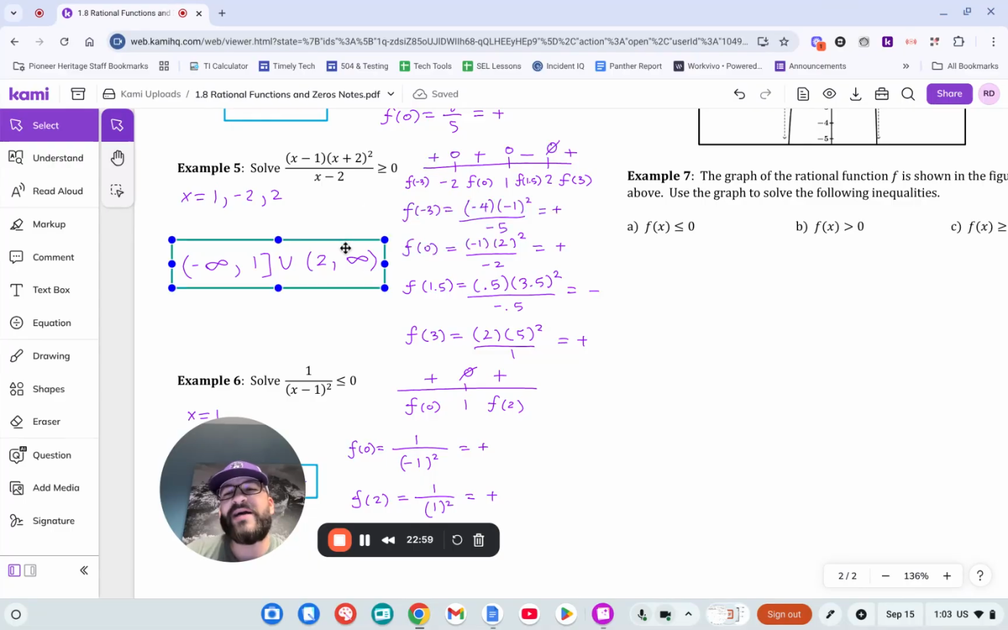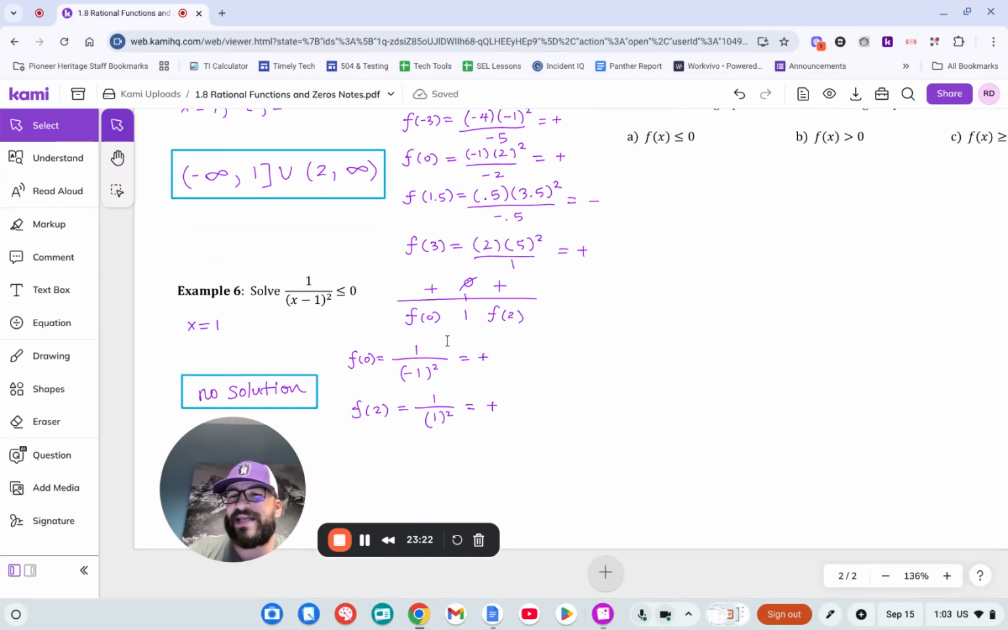We're looking for when it's positive. And this time, because from negative infinity all the way to 1, we're positive, and we can include negative 2 because it equals 0, we can just make one interval from negative infinity to 1, including that 1. And then from 2 to infinity, but we cannot include 2 because it's undefined. It came from the denominator.